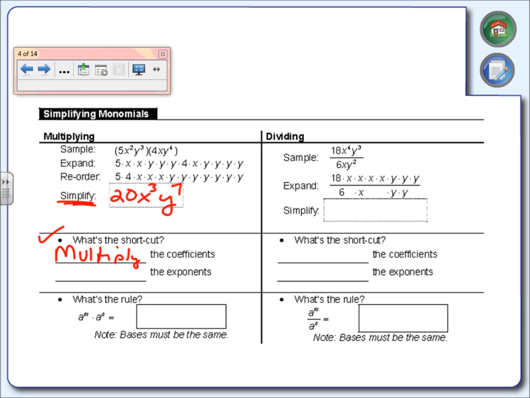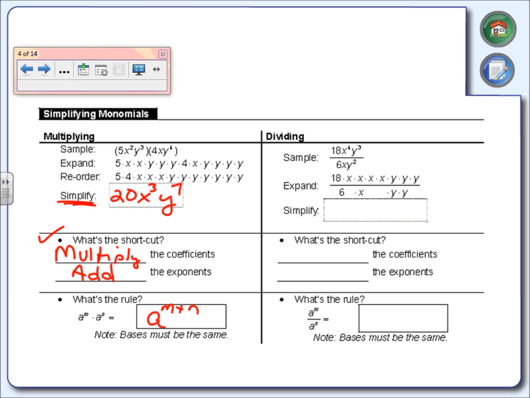So right here we're going to multiply the coefficients. However, we're not going to multiply the exponents. Well, what are we going to do with the exponents? Add them. We're going to add the exponents. Add up the exponents. So what we end up with is a rule, and that rule is right down here. Anytime we multiply a to the m power times a to the n power, what we're doing is we're doing a to the m plus n power. We're adding up the two exponents, m plus n.